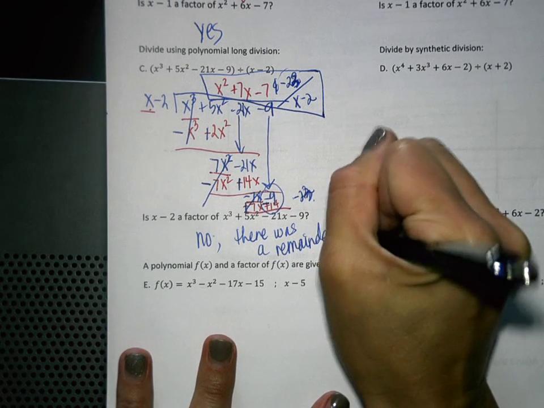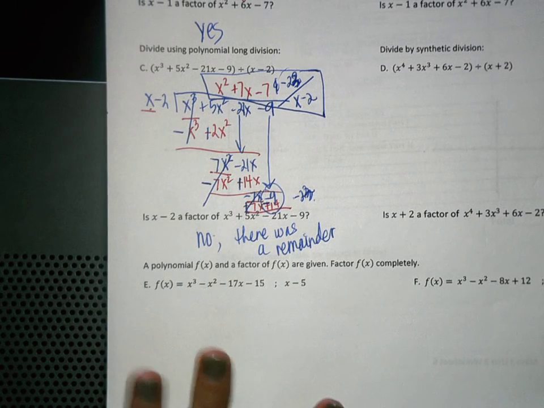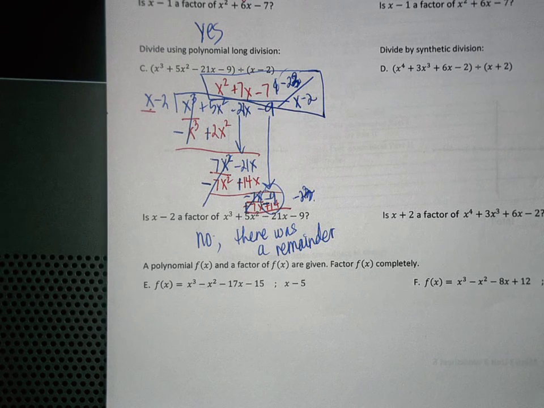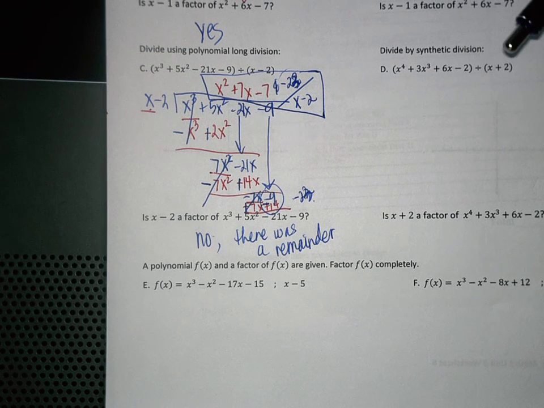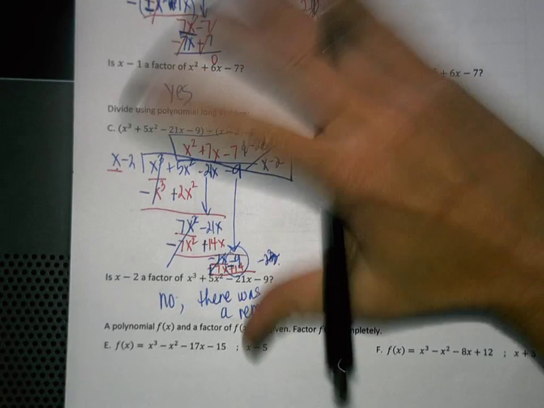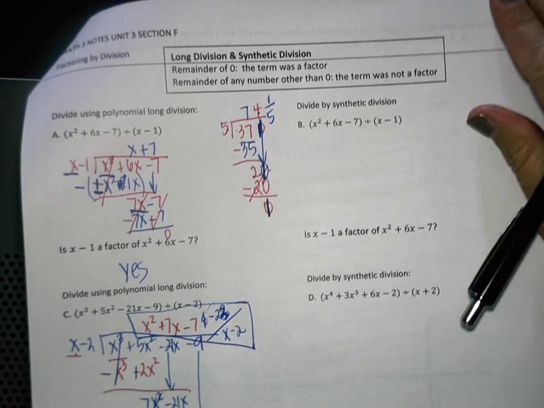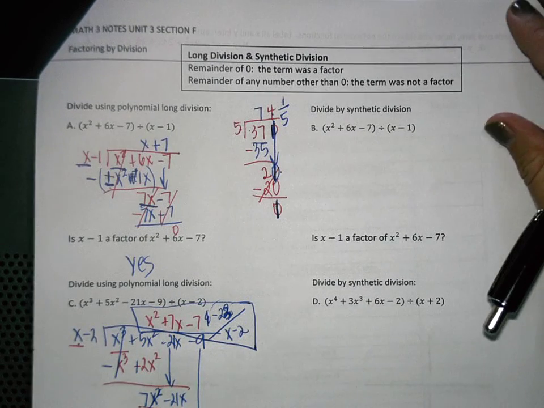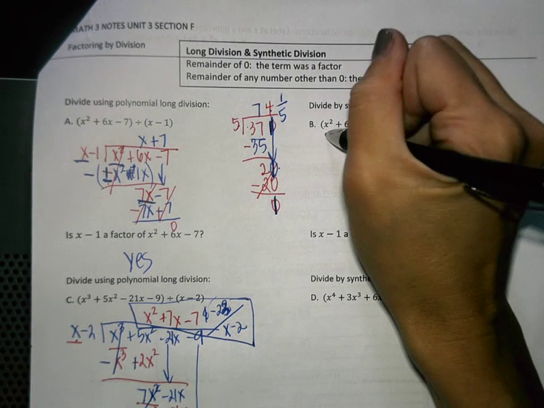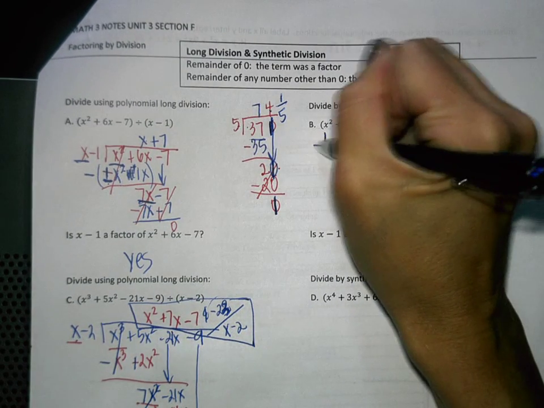Okay, so now we're going to go look at synthetic division. Synthetic division is actually way easier than long division. But you should know how to do both. And so we're going to go back up here to B. First thing is we're going to make this little box. And this is going to be the number that we're dividing by.